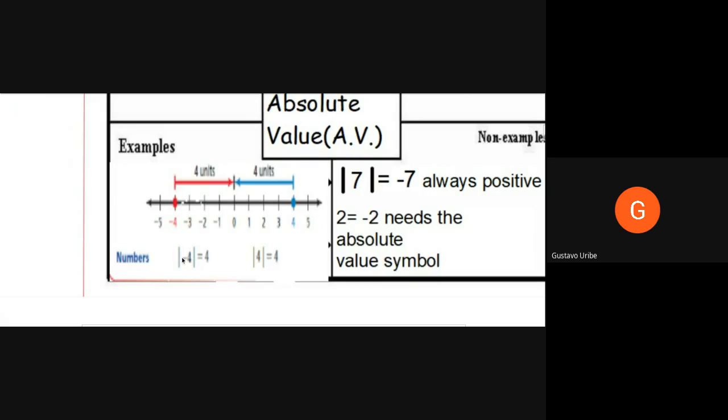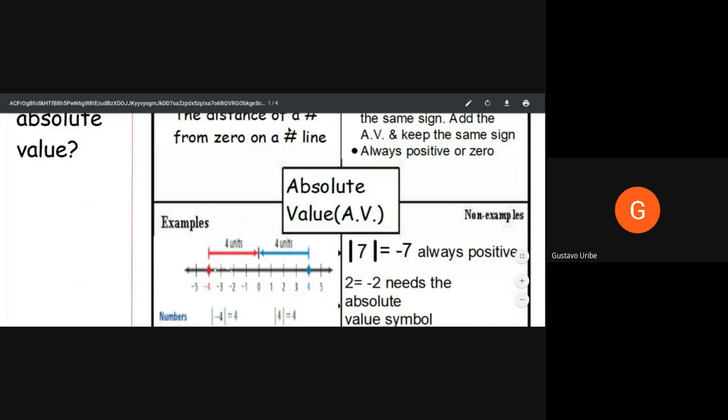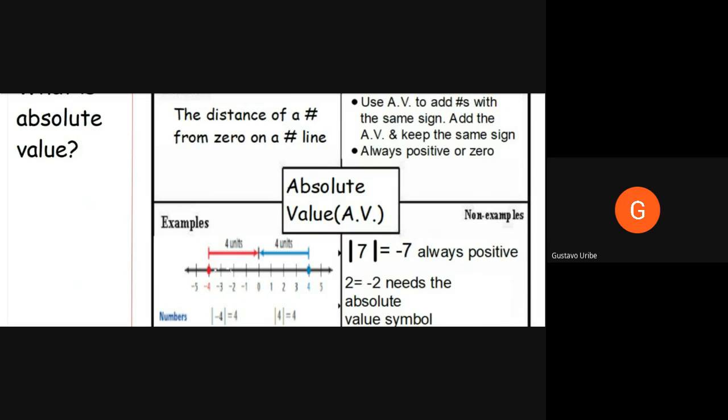The absolute value of negative 4 is equal to 4, and the absolute value of positive 4 is also equal to 4. Why? The definition of absolute value is how far a number is from 0. To find the absolute value of negative 4, I start at negative 4 and find how far away it is from 0. I count 1, 2, 3, and 4. It's 4 units away from 0, so my answer is 4.